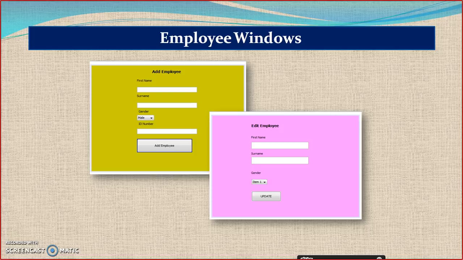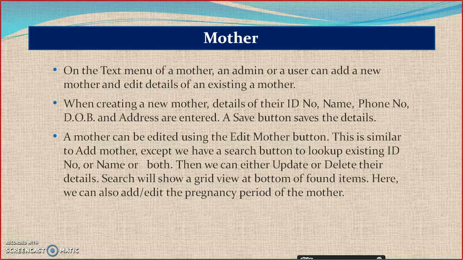Or you could also edit the employee by putting their first name and their surname, their gender, and then you can select whatever you're editing, whether it's their phone number or their address, maybe they moved. And then after that, you click on the update button and it will update itself in the system.